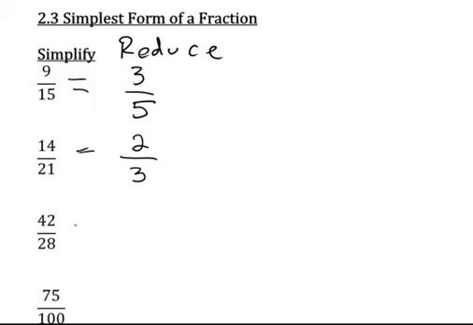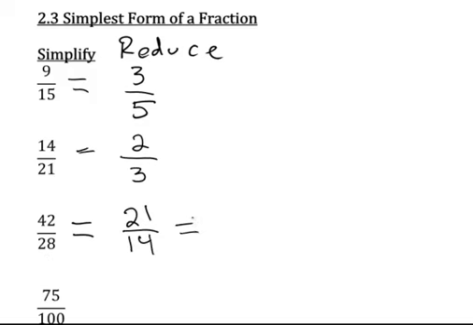Now, for the next problem here, remember, this is what we call an improper fraction because my number on the top is bigger than my number on the bottom. Now, I might struggle here with, well, my table isn't big enough to tell me what numbers go into both 42 and 28. But because 42 and 28 are both even, I know I can divide them both by 2. So 2 goes into 42 21 times. 2 goes into 28 14 times.